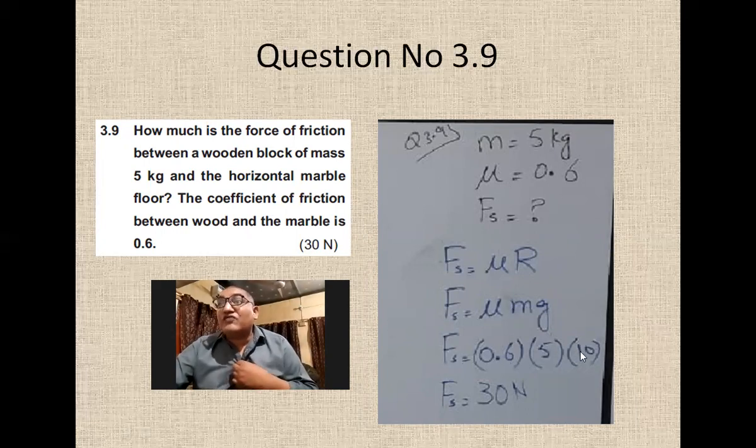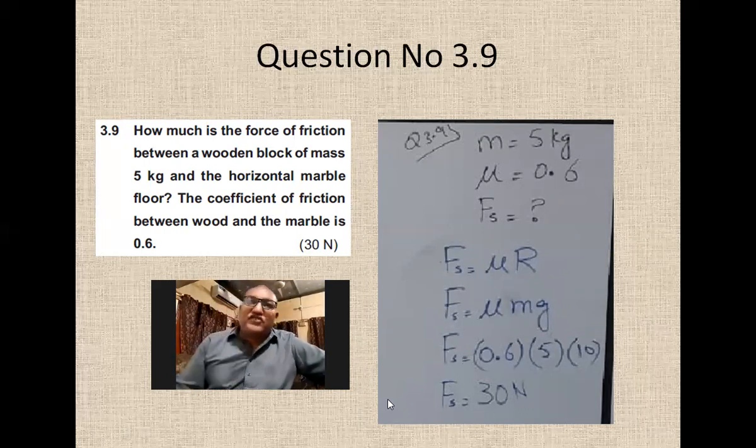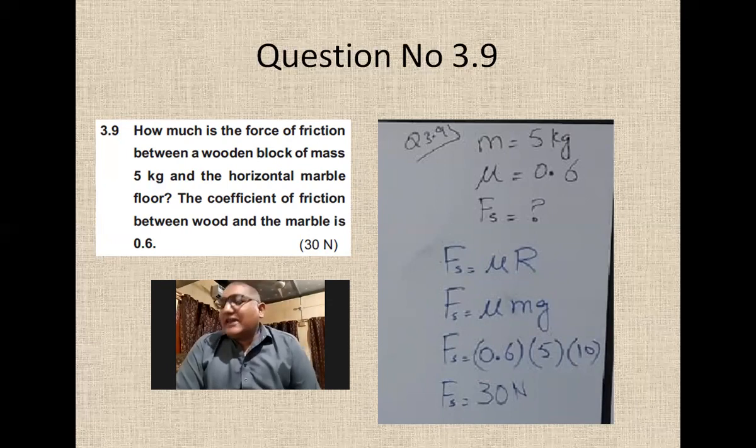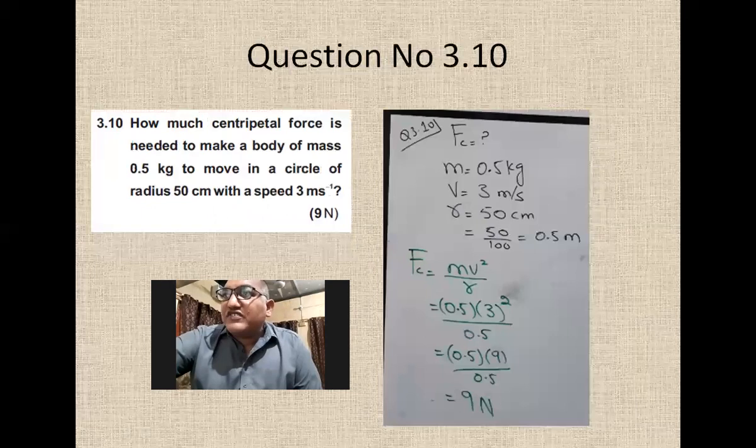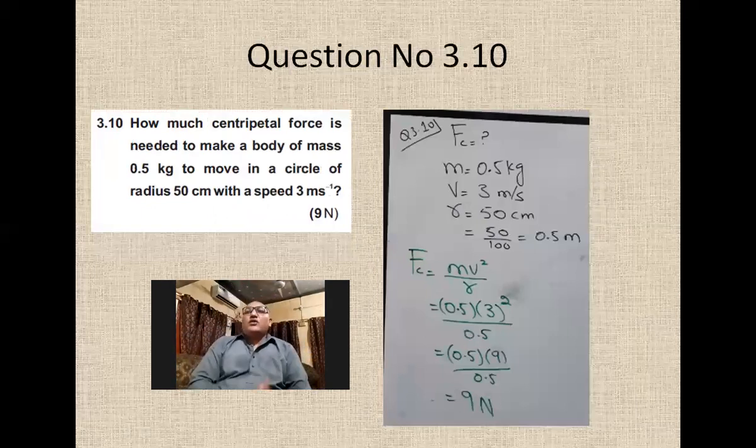The m value is 5 kg, and the small g is 10 Newton per kg. And you just multiply them, you get 30 Newton. So the force of friction will be 30 Newton. That was the numerical 3.9 from chapter number 3 of the 9th matric physics. Okay, so we are going to the next question, the question number 3.10.